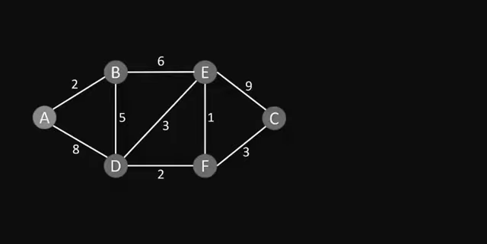So let's take a closer look at this graph, and suppose you want to calculate the shortest distance from A to every other node in this graph. This can be easily done with this algorithm. So we just have to look through this algorithm.